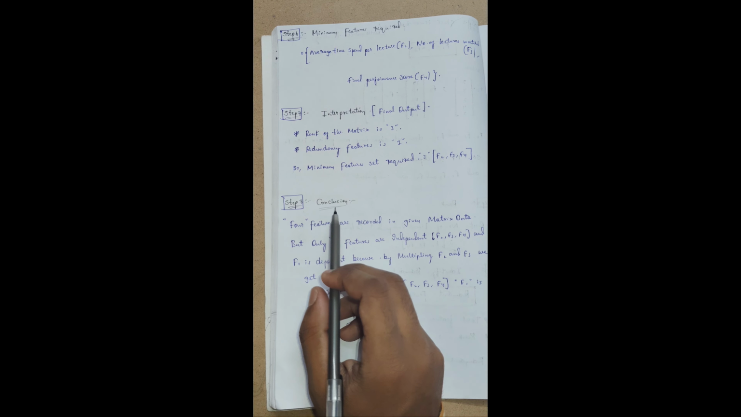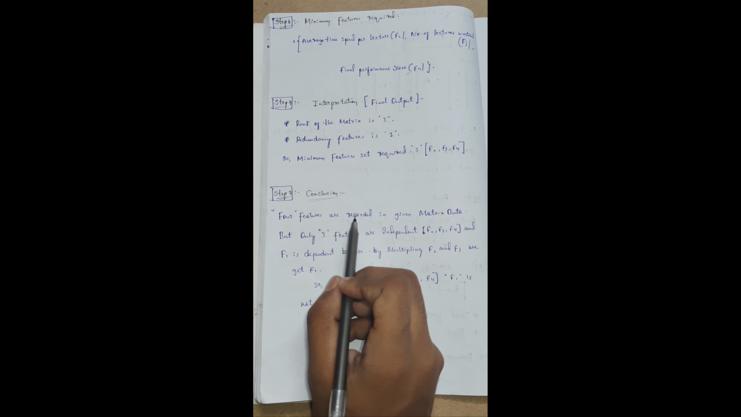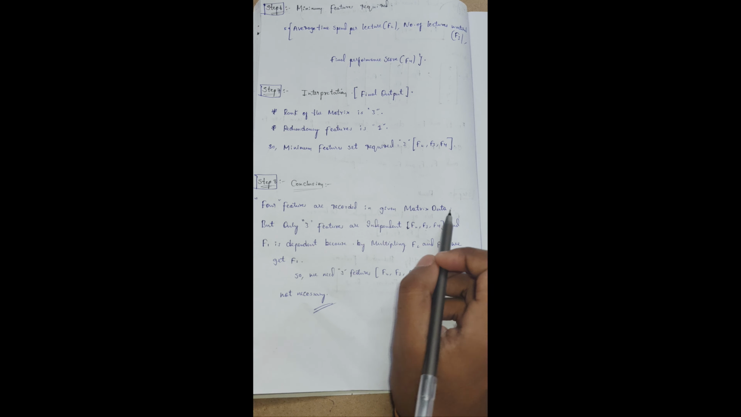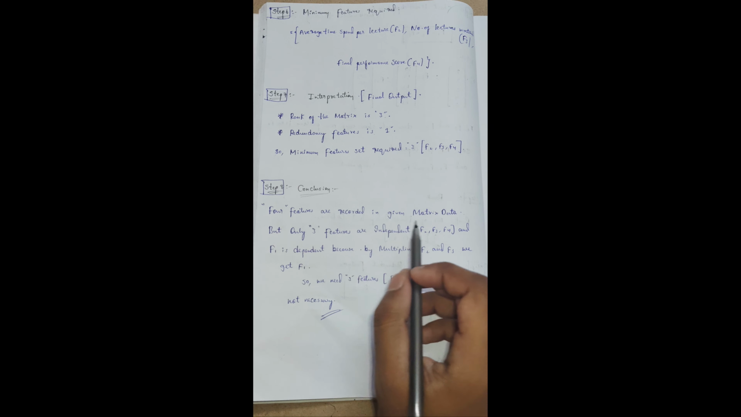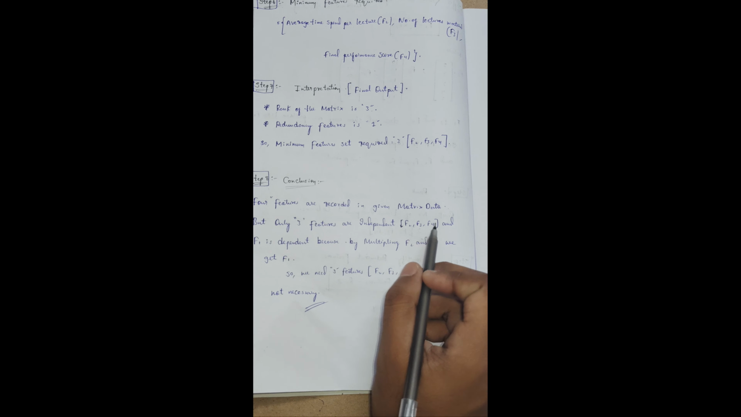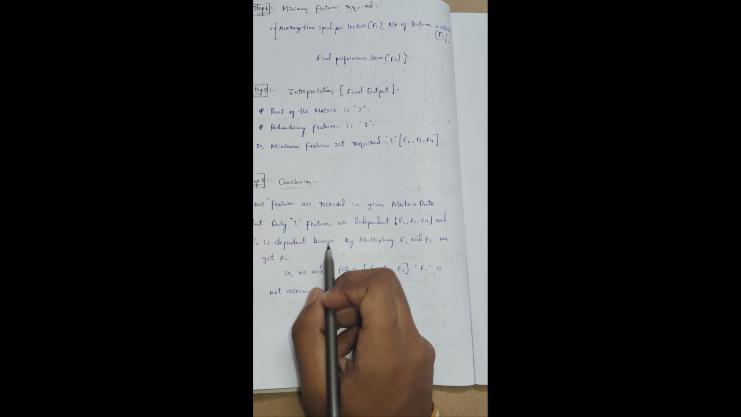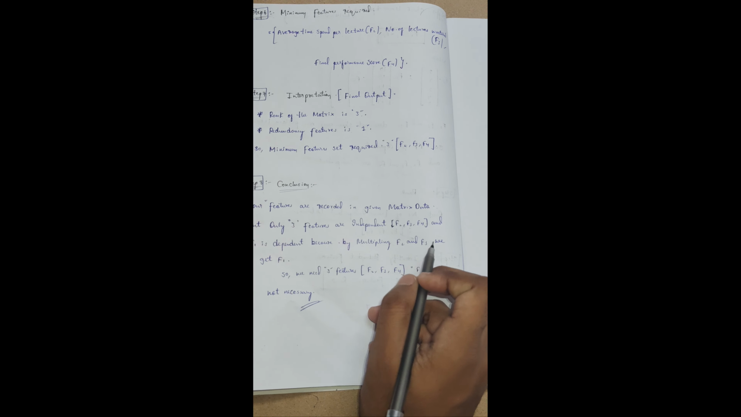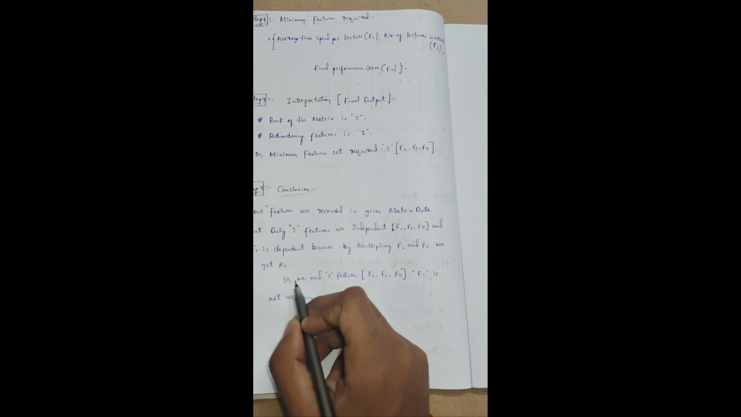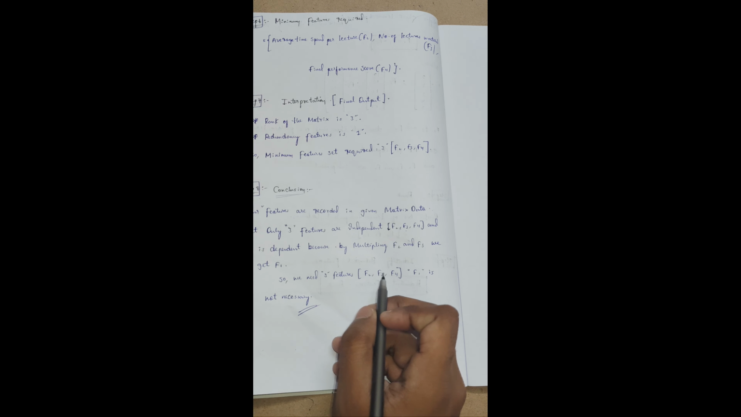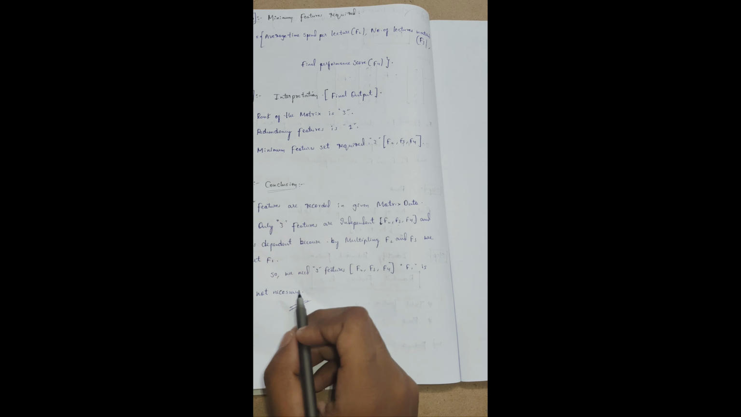Step 8, conclusion. 4 features are recorded in the given data matrix, but only 3 features are independent. They are F2, F3, F4. And F1 is dependent because by multiplying F2 and F3 we get F1. So we need 3 features, F2, F3, F4. F1 is not necessary.